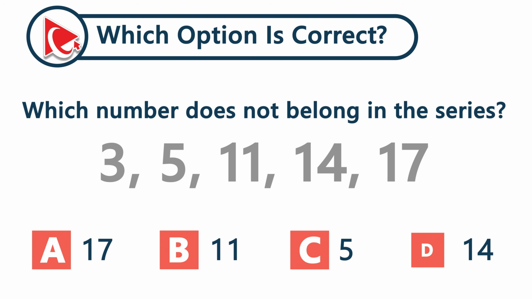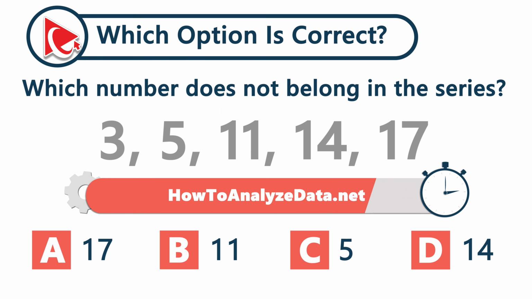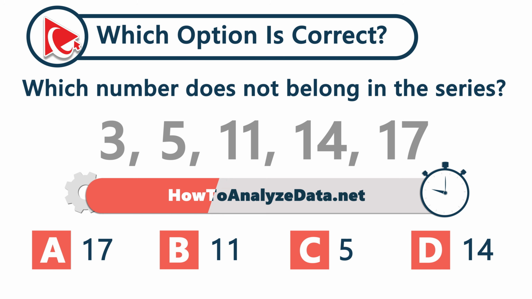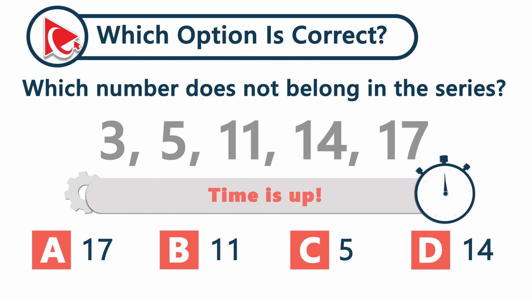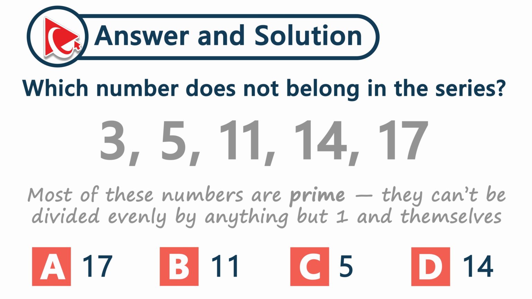Which number doesn't belong in this series? 3, 5, 11, 14, and 17. Let's break it down. Most of these numbers are prime. They can't be divided evenly by anything but 1 and themselves. 3, 5, 11, and 17 all check out, but 14 is divisible by 2 and 7. So the correct answer here is choice D, 14 doesn't belong.